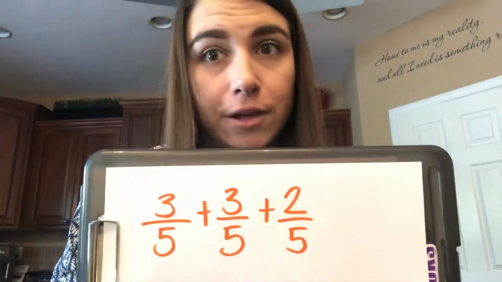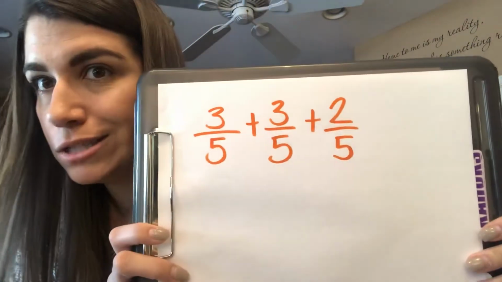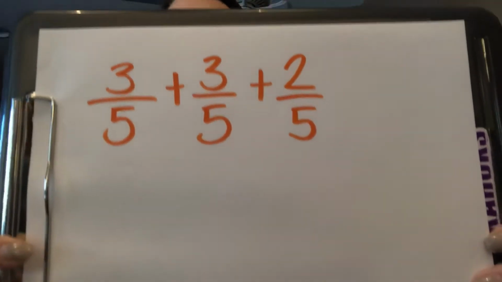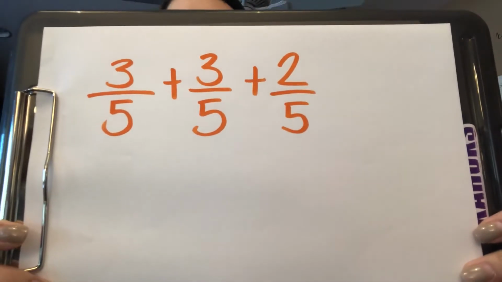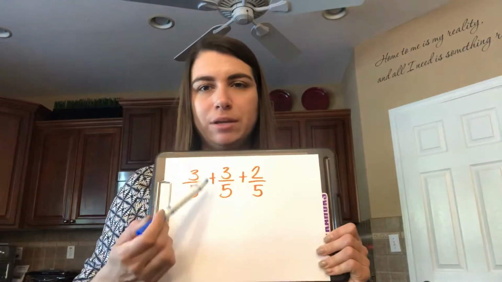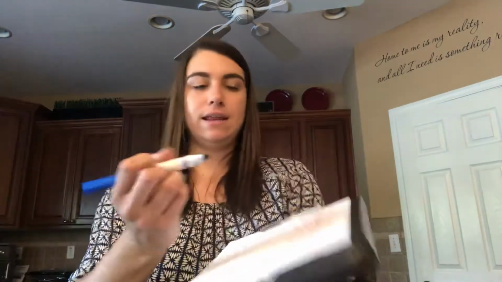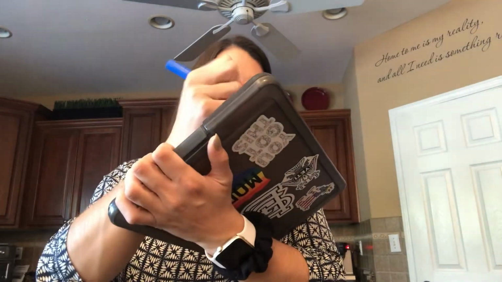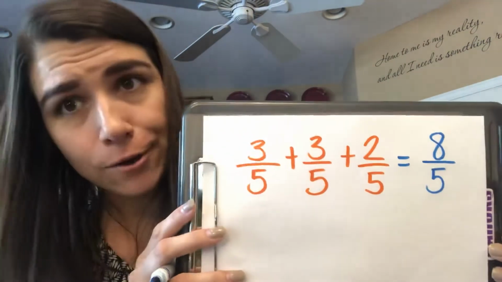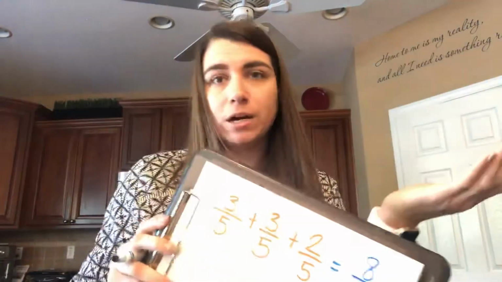3/5 plus 3/5 plus 2/5. All right, go ahead and try it. All right, here we have 3 plus 3, which is 6, and 6 plus 2, which is 8. So I would get 8/5. Can I leave it like that? No, it's an improper fraction, so I have to take apart my whole number.